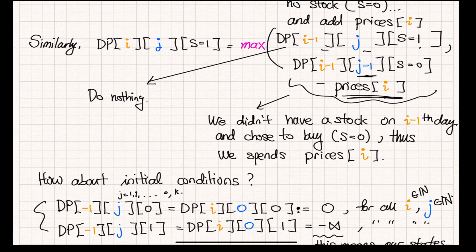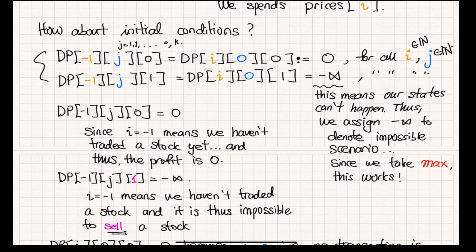For the next case, we have dp of -1 comma j comma 1, and that's also equal to dp of i comma 0 comma 1, and we set that equal to negative infinity for all i and j in our natural numbers. So negative infinity means we say that's something that can never happen. Remember, dp is the maximum profit we can get. Let's see what that means. As I wrote here, negative infinity means that these states can never happen.